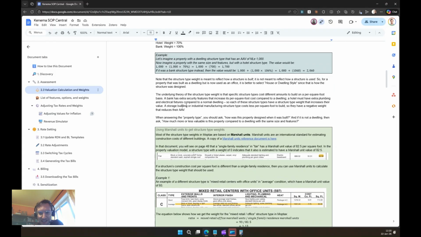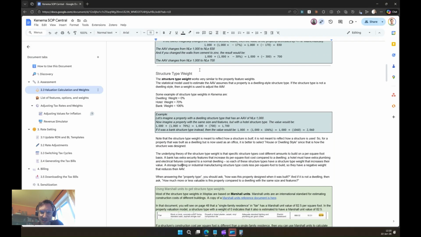It's not about who is occupying the building right now. If it's a very profitable legal firm, that doesn't change the structure type, right? It's not about who is in the structure. It's about how the structure is designed. Was the structure designed to be a dwelling? Was it designed to be a bank? Was it designed to be a hotel, right? That's what changes the structure type weight.